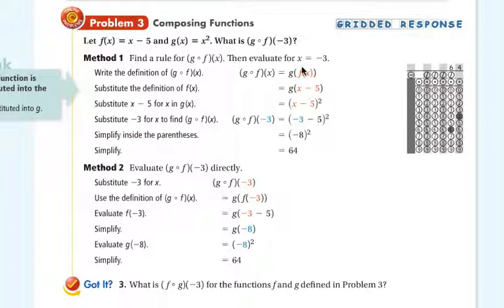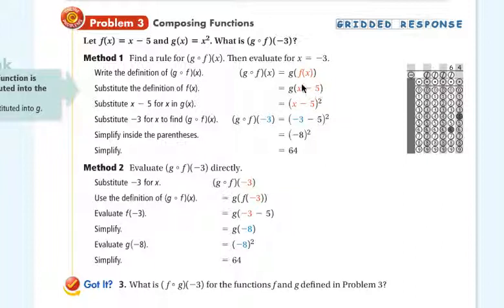So let's look at this first method. In order to simplify it, we know that we have a combined function of g of f of x. So what goes inside of g? Let's go ahead and look at f. f is x minus 5. x minus 5 is going to go inside of the g function.